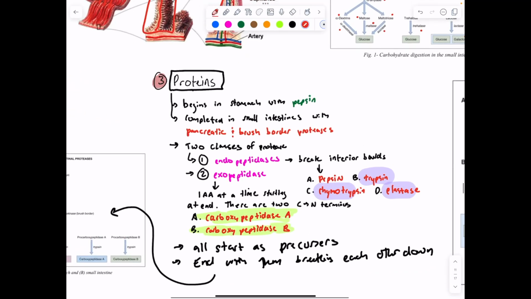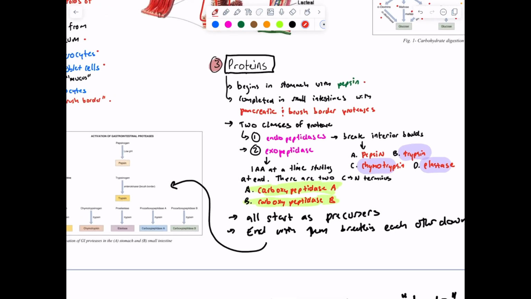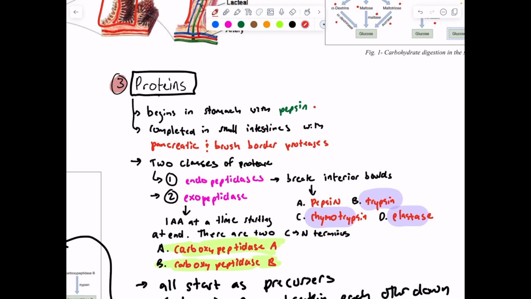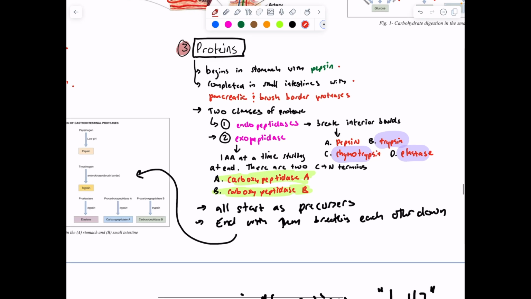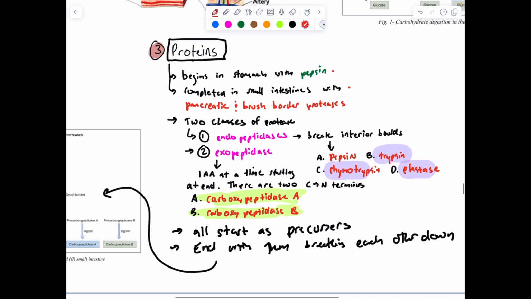Then we have proteins. Breakdown of proteins begins in the stomach with pepsin. We know pepsinogen gets converted into pepsin by acid in the stomach. And so the stomach will start to break down proteins, but then the rest of the breakdown into individual amino acids or peptides that are 2 or 3 amino acids long, the rest of that breakdown into the small units is completed by pancreatic and brush border proteases. So basically, proteases on the brush border microvilli or in the lumen of the small intestine.